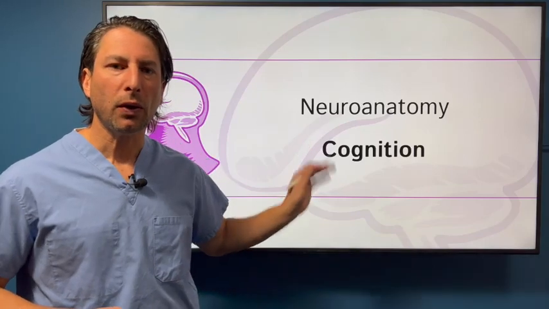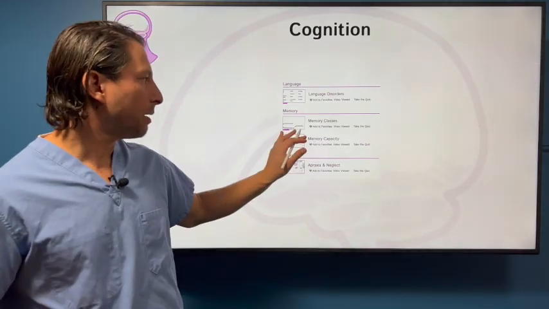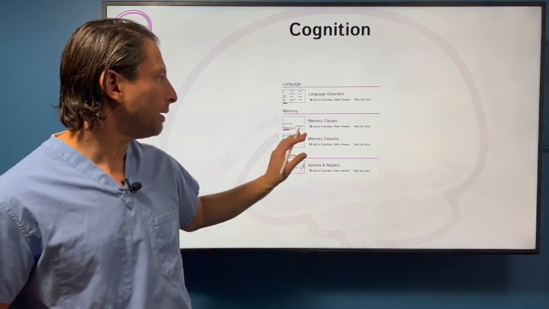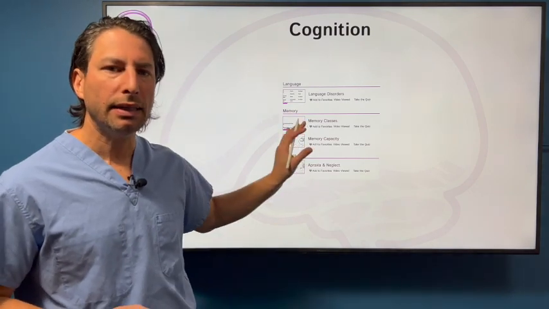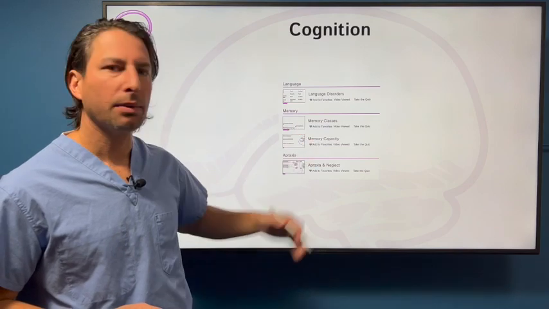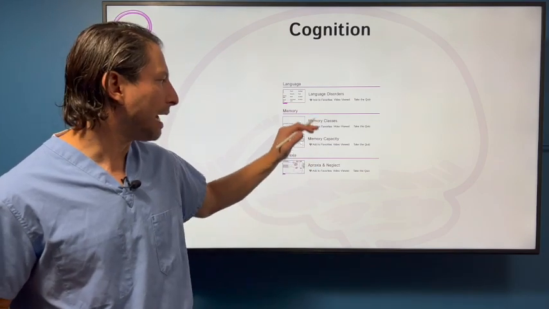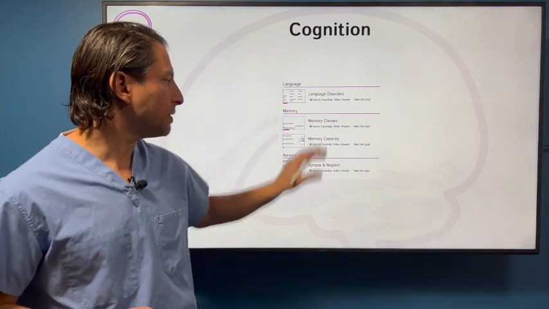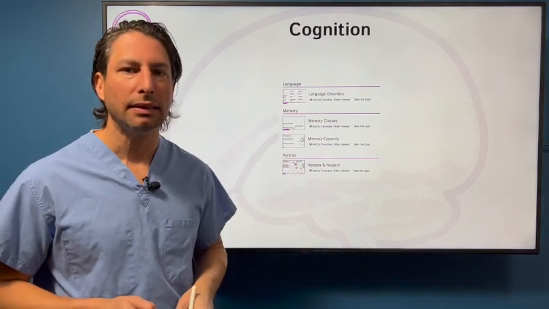So here we're going to learn the neuroanatomy of cognition. We talk about memory in detail in the limbic system session where we talk about the Papez circuit. In the tutorials in this subject, we talk about the psychology of memory, its classes and capacity. But in this video here, we're going to focus on language disorders and apraxia and neglect.